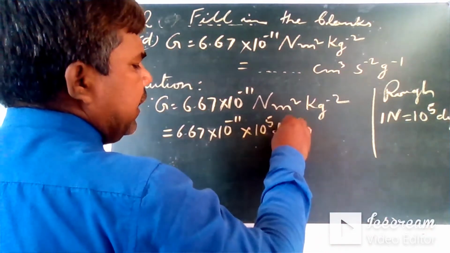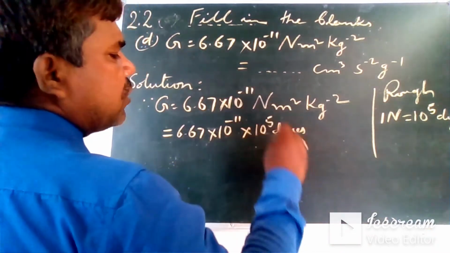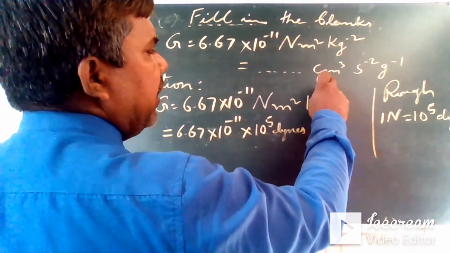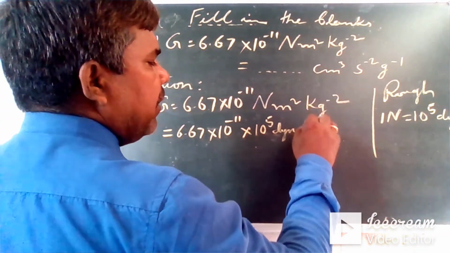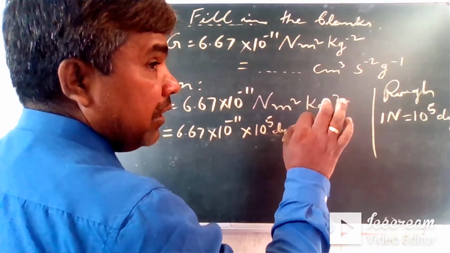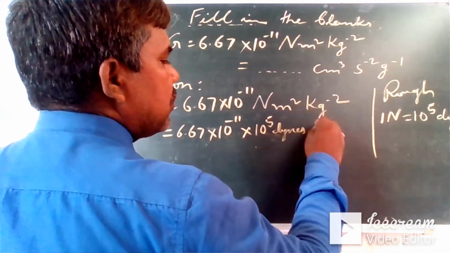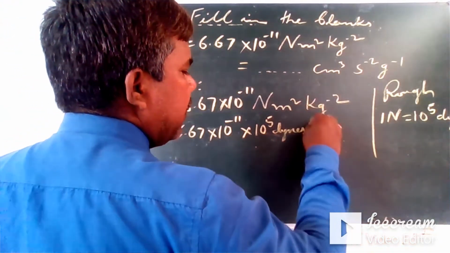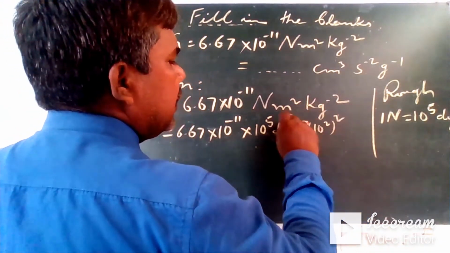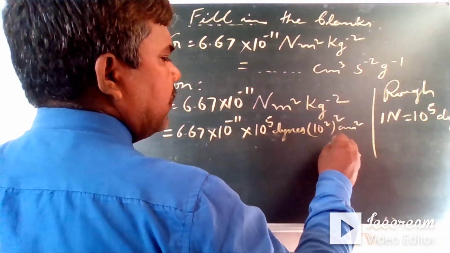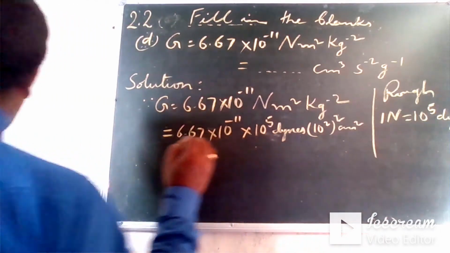Dynes, and meter square. Meter will be converted into centimeter, because we are going to find the value in centimeter. So 1 meter is equal to 100 centimeter, which means 10 square centimeter. So 10 square two times; here it will be written 10 square, and again we put a square. This has become centimeter square.